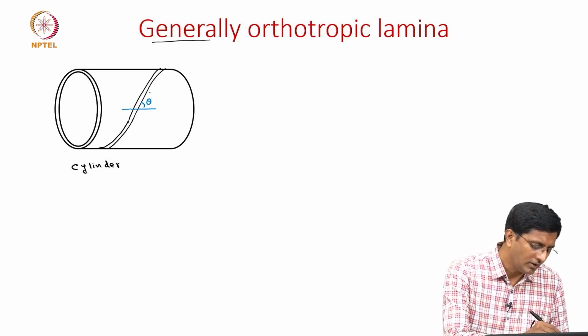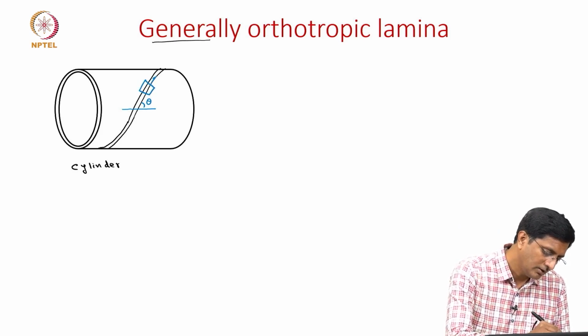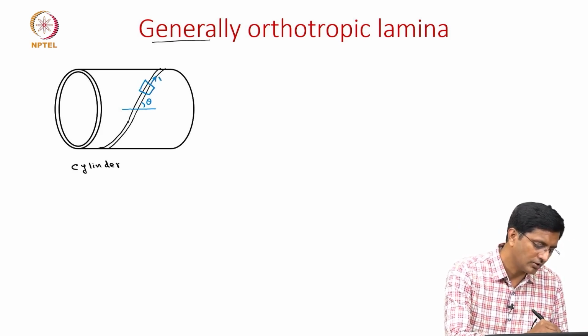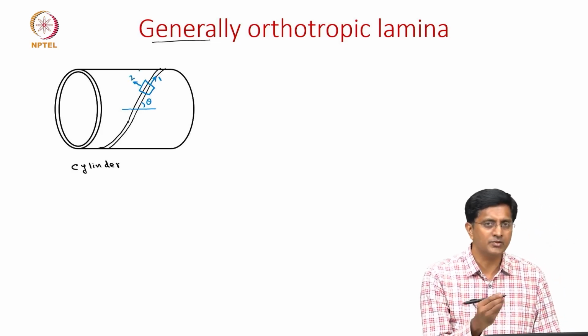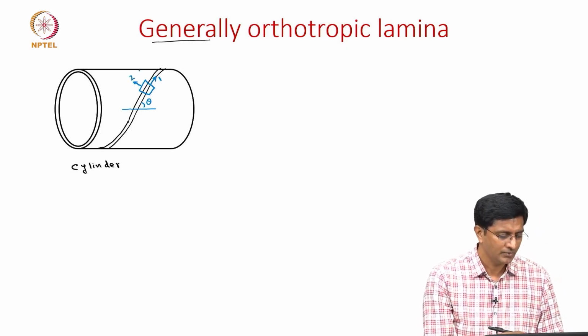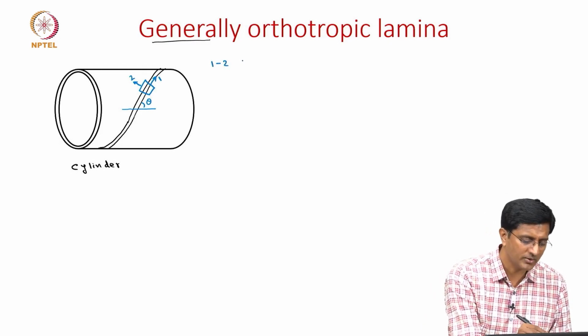One way of defining it is along the fiber directions, meaning let us say we are taking an element here. I could define this as the direction 1, which is along the fibers, and another direction 2 perpendicular to the fibers. So, the way we have defined 1 2 is the material coordinate system or the principal direction.